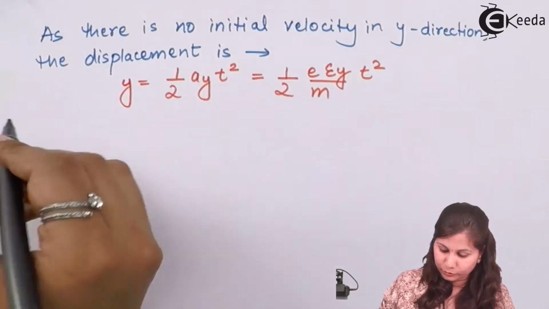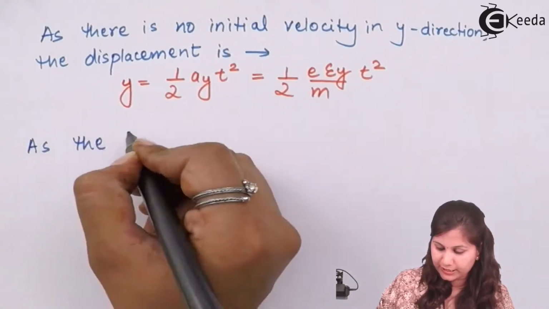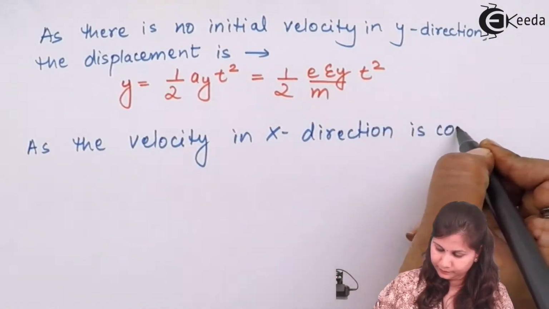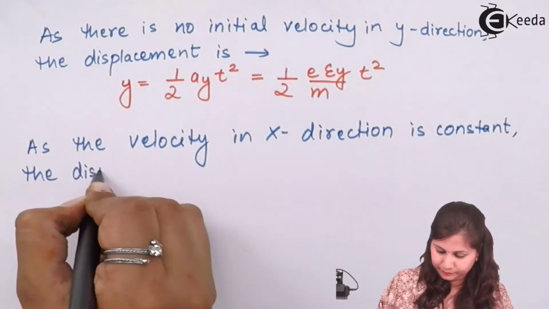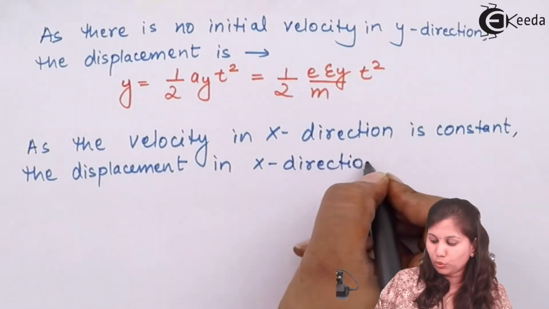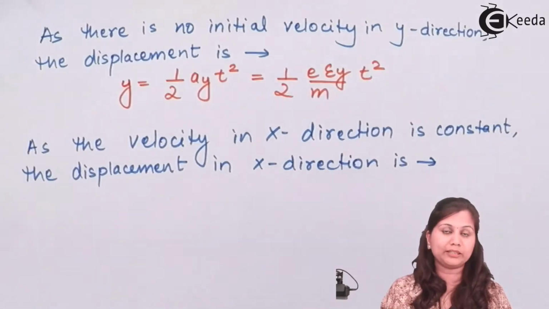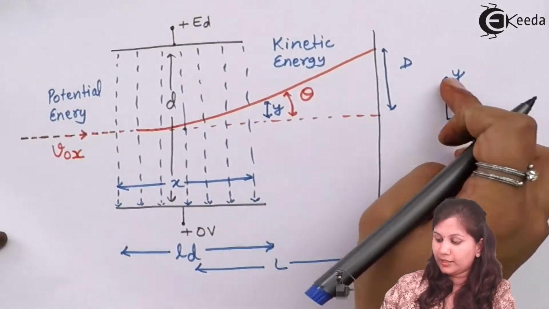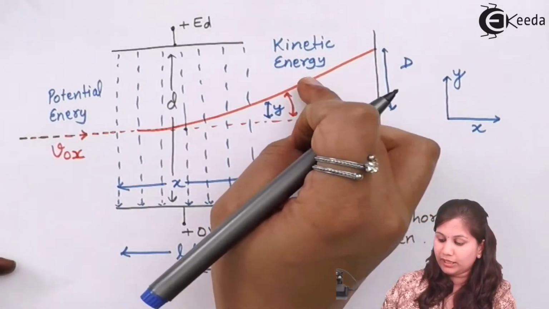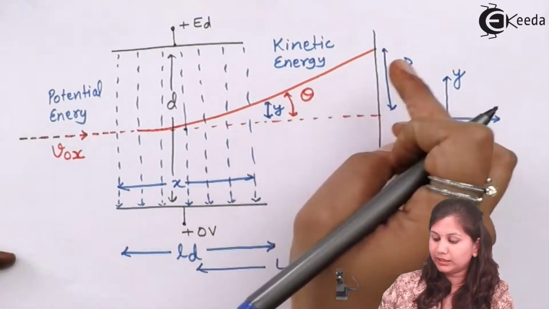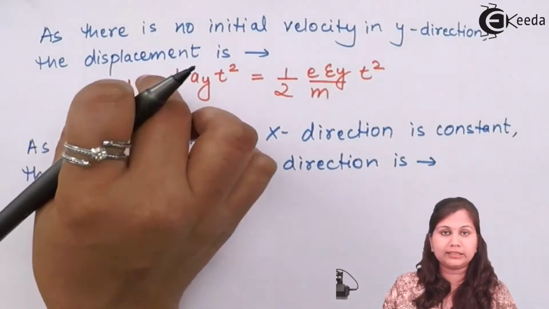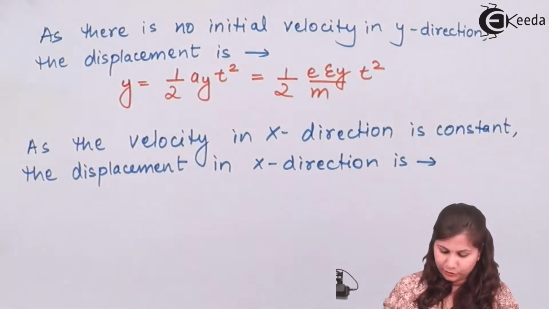Now again coming to the x direction, as the velocity in the x direction is constant, because our motive is to find out the displacement in both the y and the x direction. Here we want to find out this x and y, because when we know y and x, we can easily find out theta, and using the theta we can find out the d, that is the deflection. So the main purpose is to find the displacement in both x and y direction.